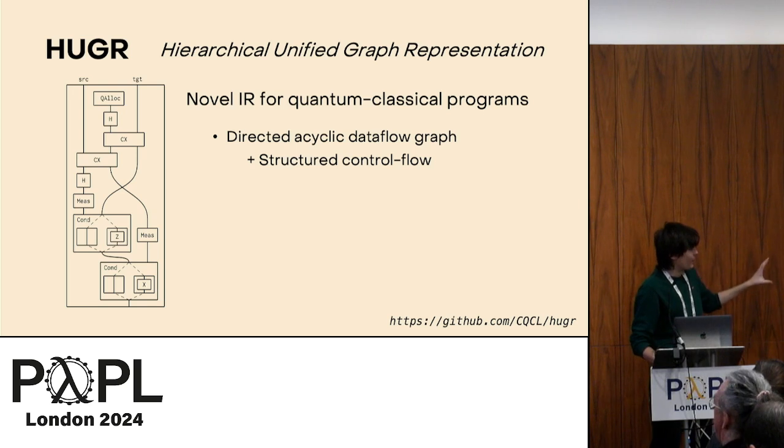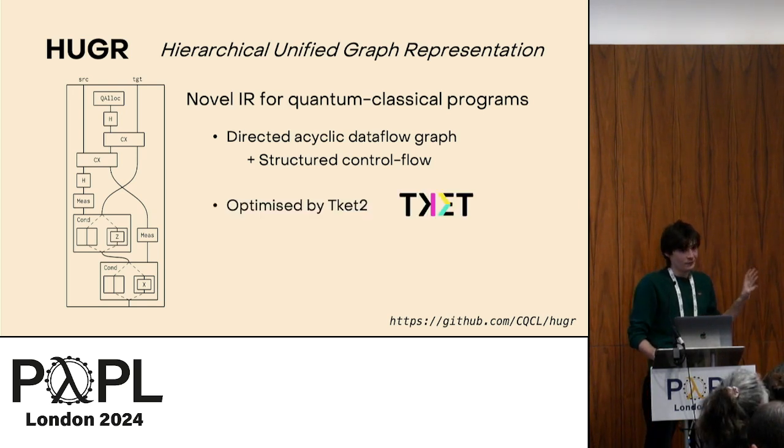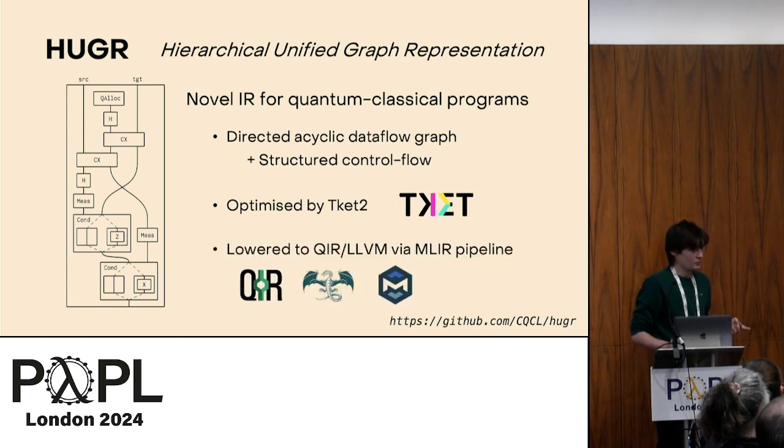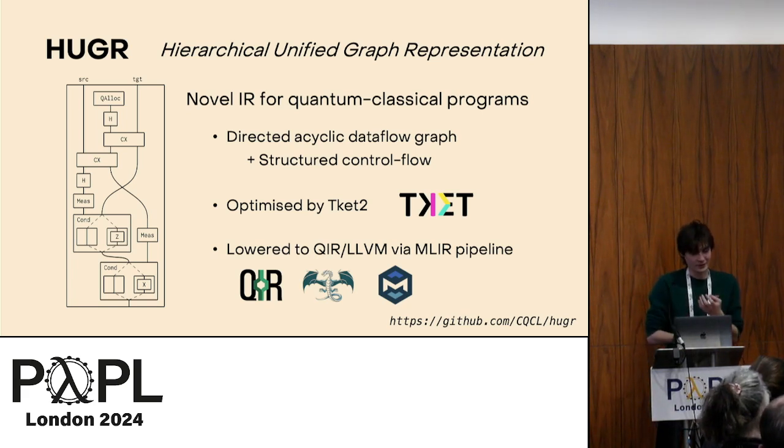Once we get this Hugger, we optimize it using version 2 of our TKET compiler, which tries various things to optimize it. We're hard at work to improve this and offer some good optimizations on these Huggers. And then after we have optimized it, we further lower it to some QIR LLVM form using an MLIR pipeline. But again, this is still a bit of a work in progress at the moment.